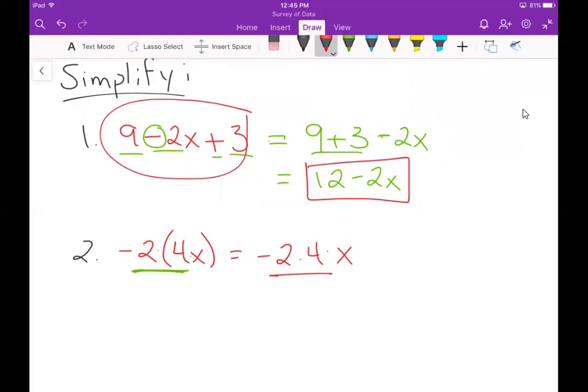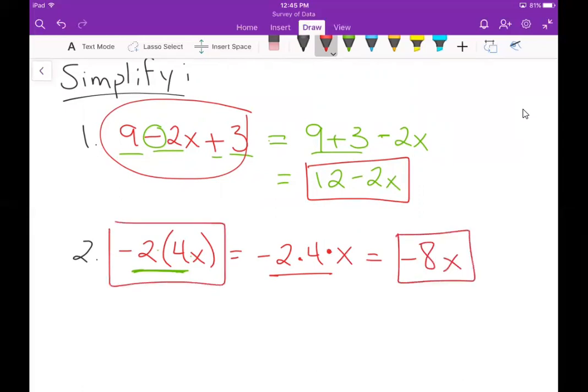And that's specifically because the only operation happening in this expression is multiplication. So I can get rid of those parentheses and take -2 times 4 to get -8 and have the x there, and simplify this original expression to be -8x.